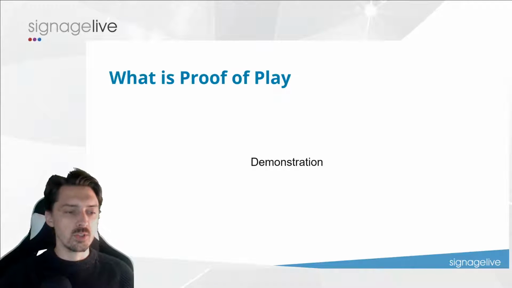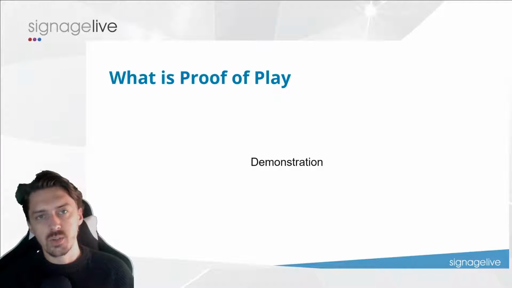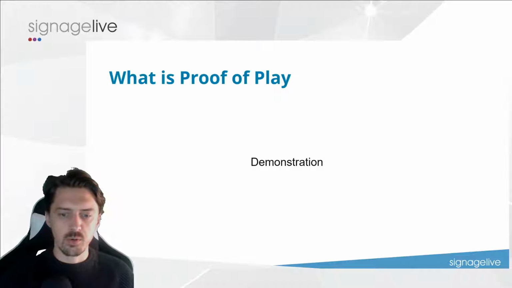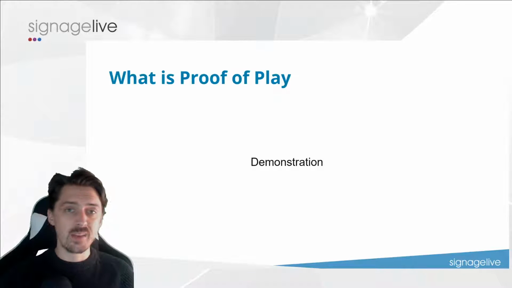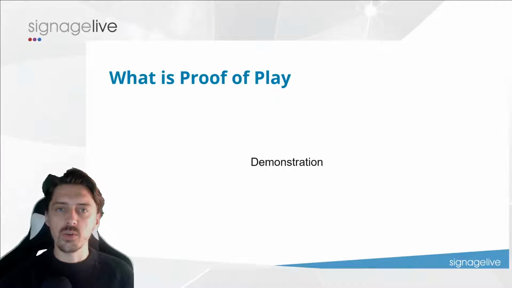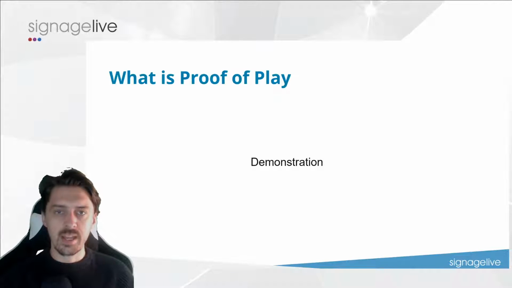So let's go on to a demonstration, and I'm not going to go through every single asset of this and every single facet of proof of play, but we are going to show you how we'd set up proof of play, how we would enable proof of play on our list of players, and then go down to the level of asset, layout, etc.